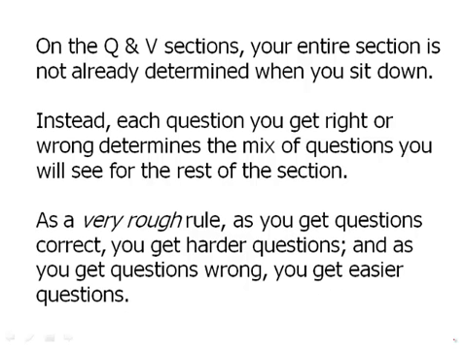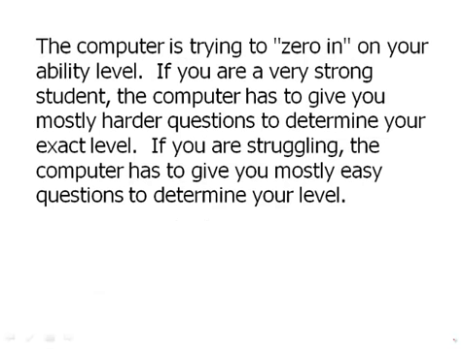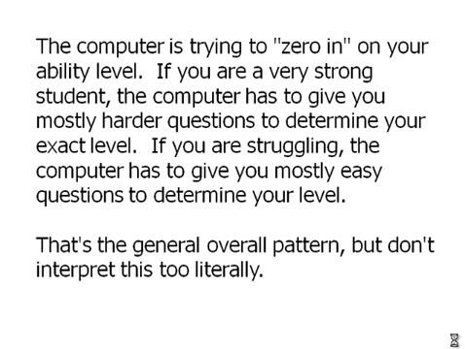As a very rough rule, as you get questions correct, you get harder questions. And as you get questions wrong, you get easier questions. That's the overall pattern, but that's a very, very rough rule. The computer is trying to zero in on your ability level. If you are a very strong student, the computer has to give you mostly harder questions to determine your exact level. If you are struggling, the computer has to give you mostly easy questions to determine your level. That's a general overall pattern, but don't interpret this too literally.